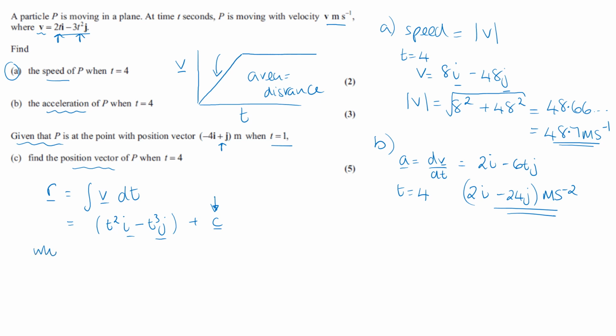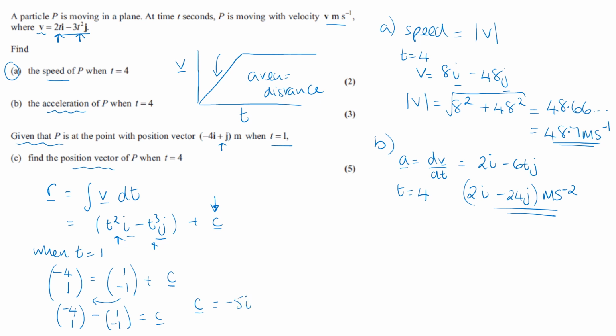Now we're given some information that when t is equal to 1, the position is minus 4i plus j, so we can feed that in to find our c. So when t is equal to 1, r is equal to minus 4, 1. I like to work in columns, and that's going to equal to, when t is 1, feeding it in here, you're going to get 1 and minus 1 plus c. So we can just take that over. Minus 4, 1, take away 1, minus 1 is equal to c.